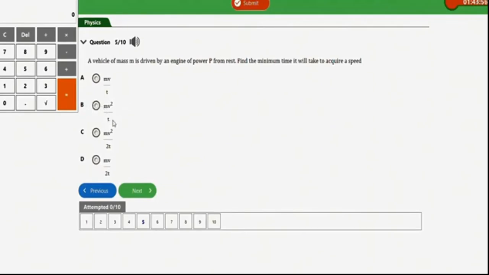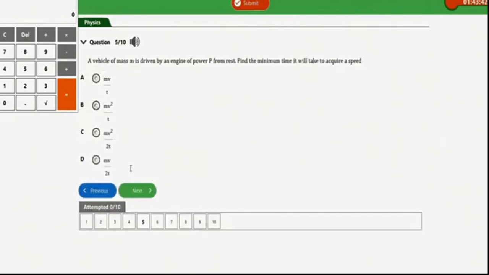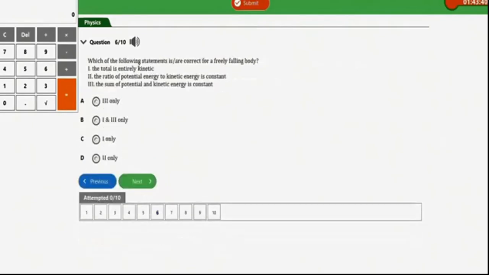That's the correct expression for this question. Take note of this particular option, mv square over t. Alright, so that's it for this one. Let's go to the next repeated question. This one, the correct option is option B, mv square over t. So the next one we have here says, which of the following statements is correct for a freely falling body?